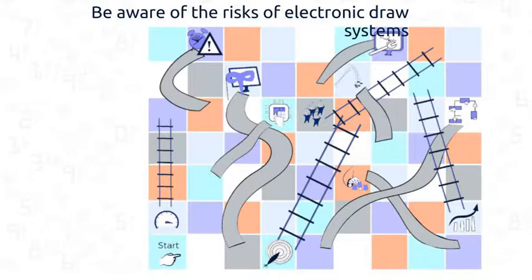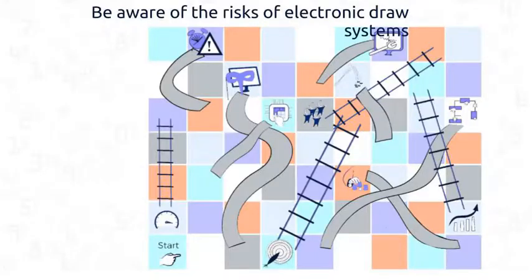So this is the Chutes and Ladders of electronic draw systems. It's just like any other Chutes and Ladders game. I imagine many of you have played this game when you were a child. So you start in the bottom left-hand corner, and you go up to the top right-hand corner. And you have to make your way slowly through the board until you get to your goal.